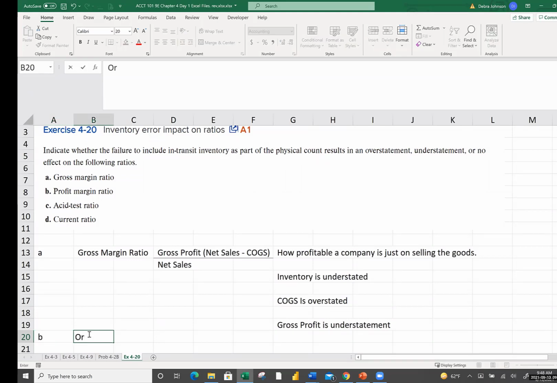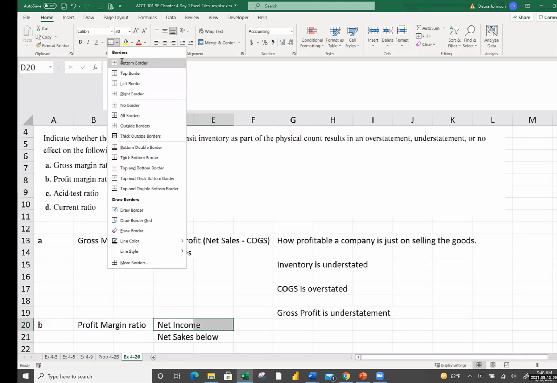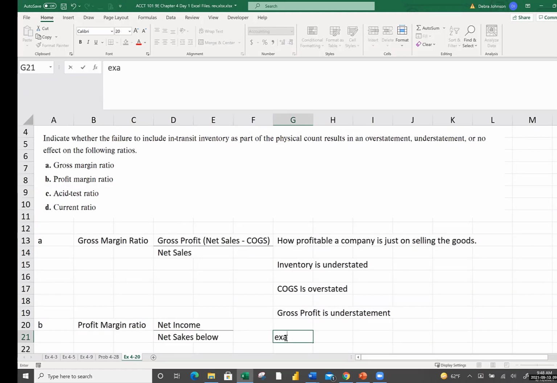Okay, profit margin is going to be exactly the same. The profit margin ratio, the effect's going to be the same. Profit margin is net profit, net income. So that's the difference. Instead of having gross profit on the top, you're going to have net profit on the top and net sales below. And because they're both measuring profit, the effect is exactly the same. So I'm going to put exactly the same as A.